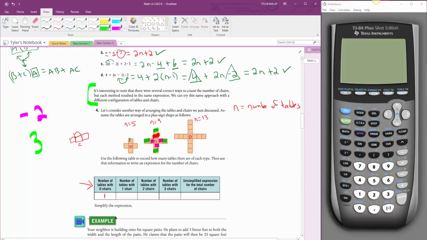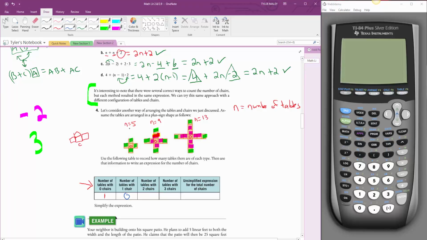Keeping that, I'll do the same thing with this figure. If I look at this next figure, the ones with 3 are always going to be these ones on the end, and the ones that fit 2 are these guys. So in looking at that, I don't have any options for the number of tables with one chair, so I'll put a 0. And then how many tables do we have with 2 chairs? Let's see if we can find a pattern.